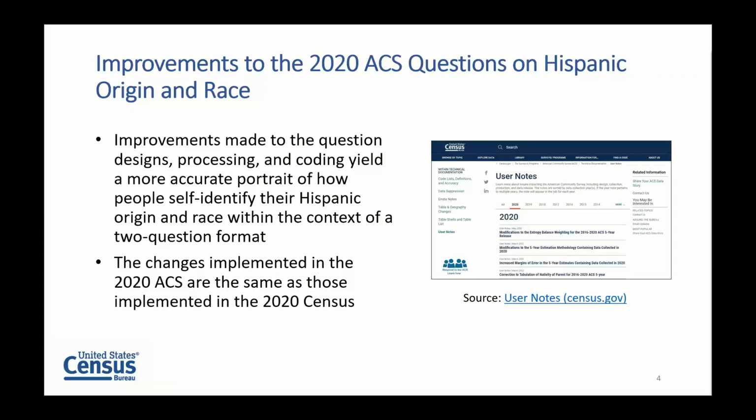And these improvements and changes enabled a more thorough and accurate depiction of how people self-identify, yielding a more accurate portrait of how people report their Hispanic origin and race within the context of a 2-question format. And the changes implemented in the 2020 American Community Survey are the same changes that were implemented in the 2020 census.